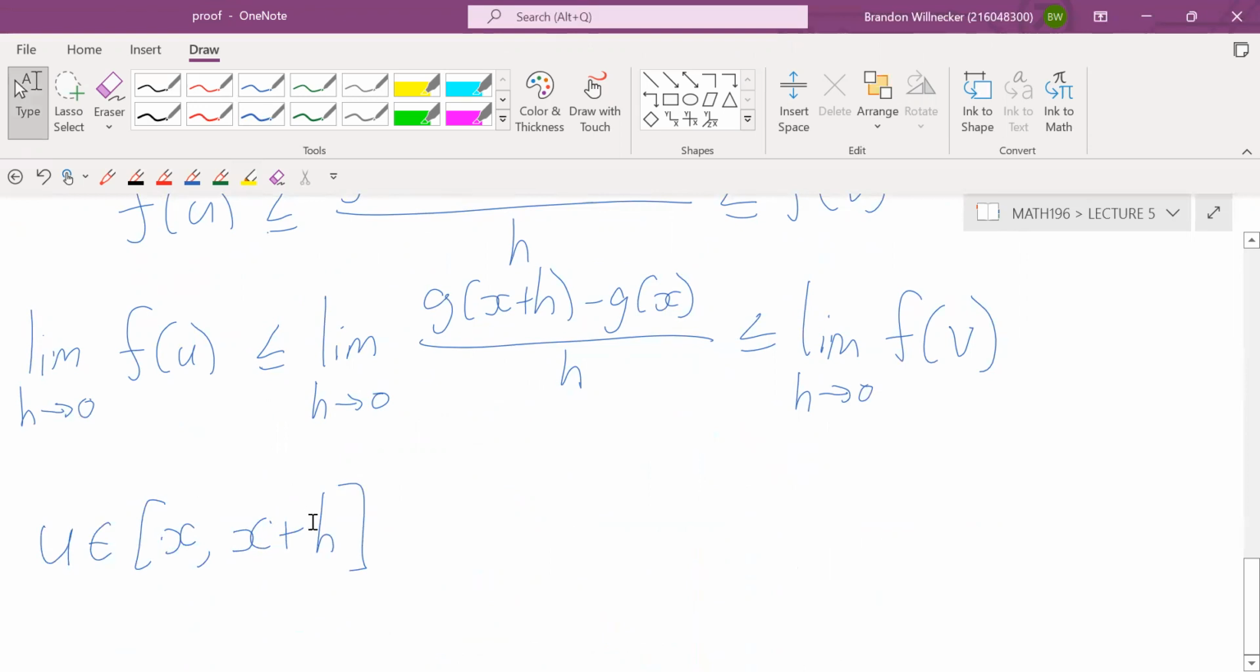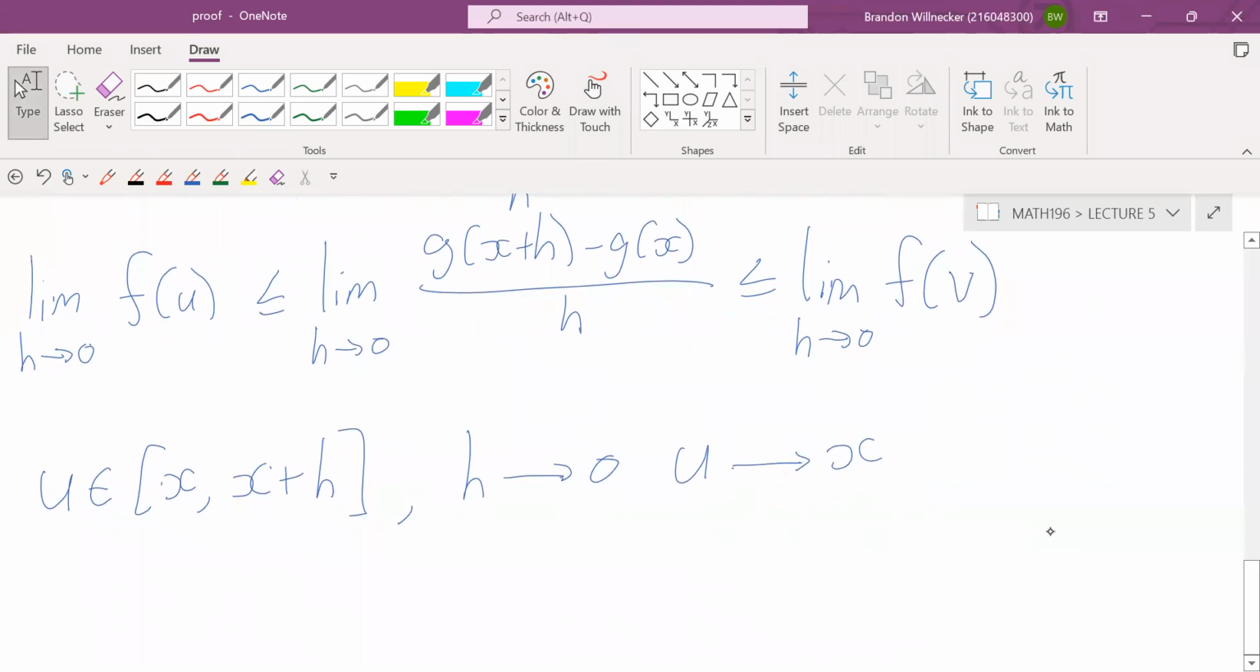So what happens when h goes to 0? Well, if h goes to 0, then this interval becomes x, comma, x. In other words, as h goes to 0, you can only take one value in the limit, and that value is going to be x. So as h goes to 0, u goes to x. Because we see that this interval gets smaller and smaller around x, and in the limit, there's only one value that it can take.